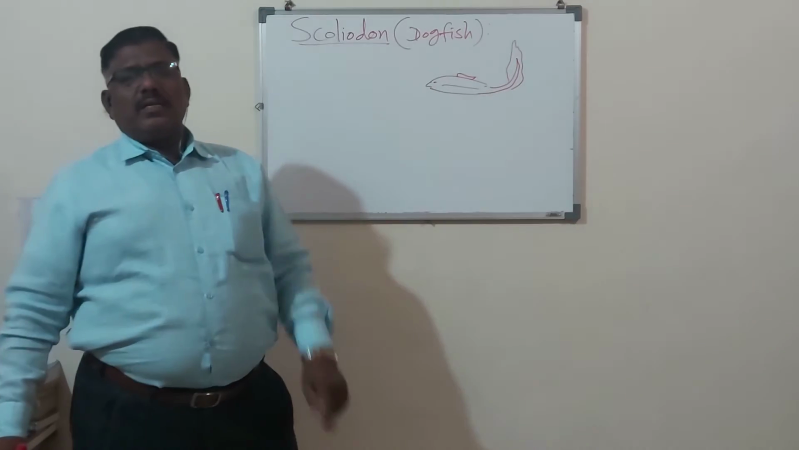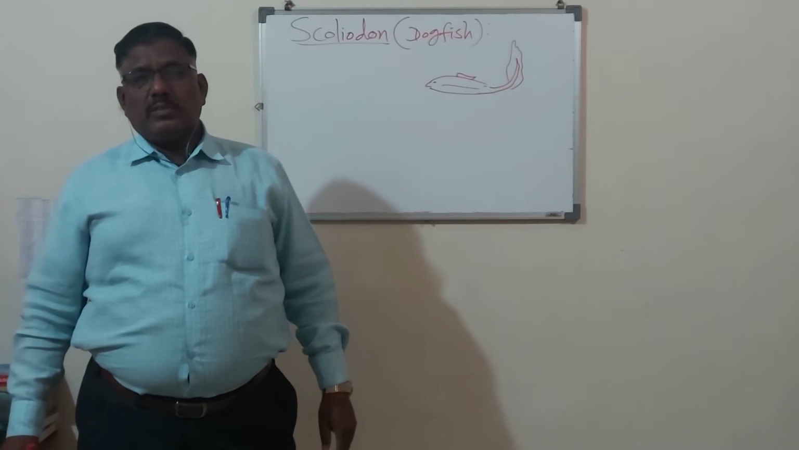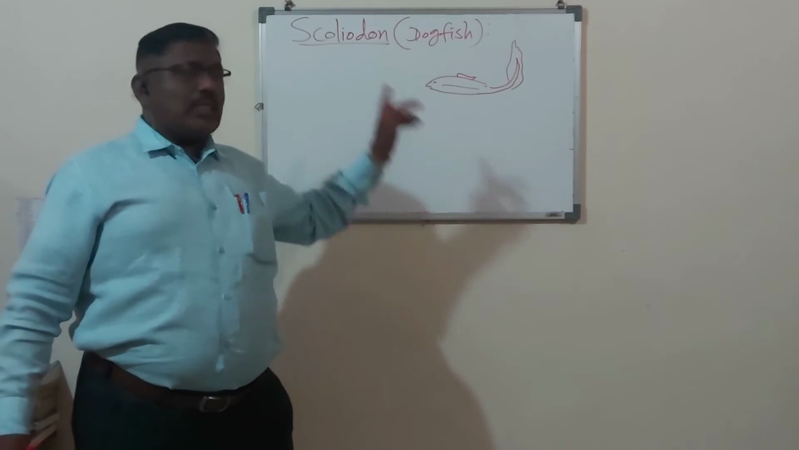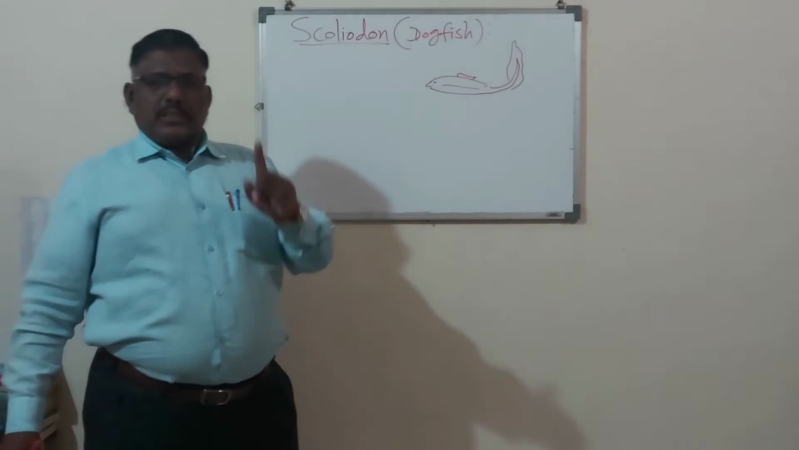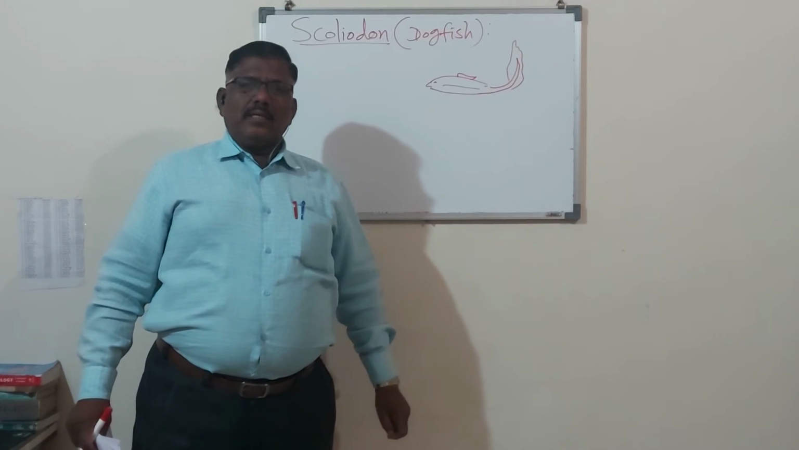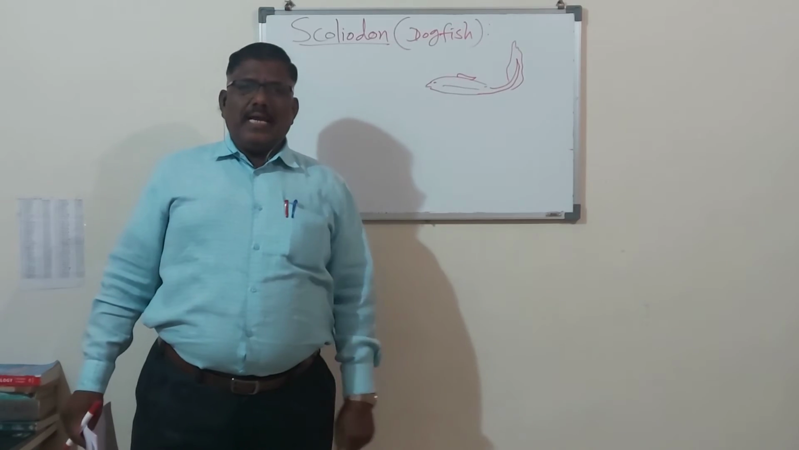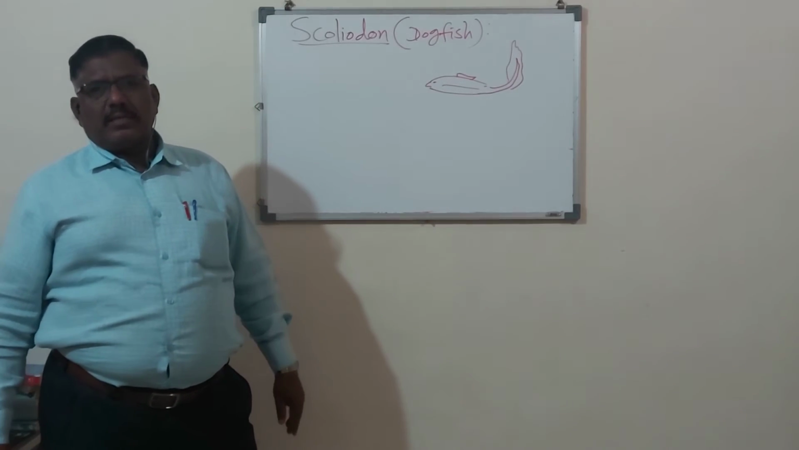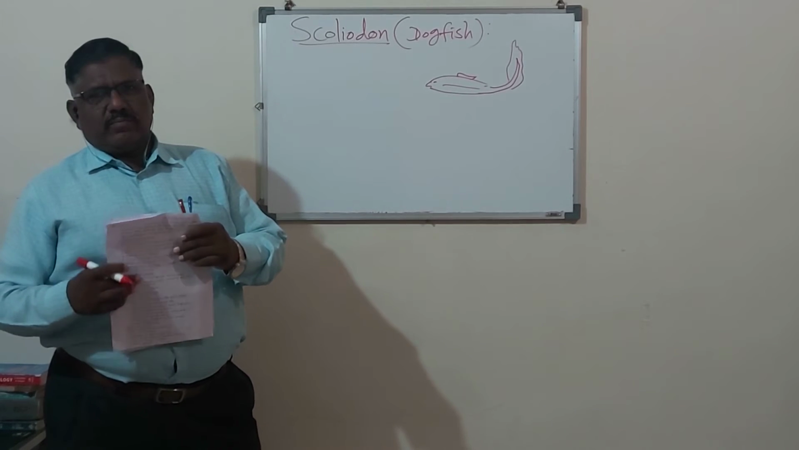That is another reason why the scoliodon is called the dogfish. Remember this. In practical examination, examiners ask why the scoliodon is called the dogfish. So your answer is, first, its sense of smell is like the dog. Its posterior end, the tail, is dorsally curved. This is another reason. Remember. Now we have to study this scoliodon.